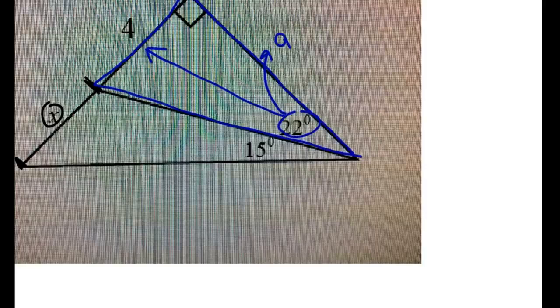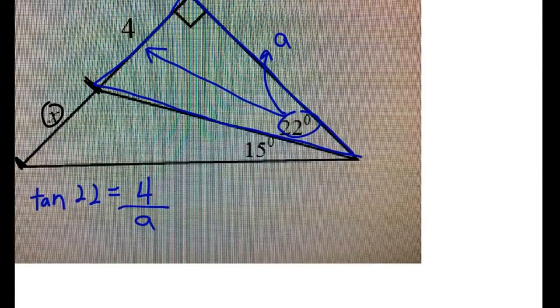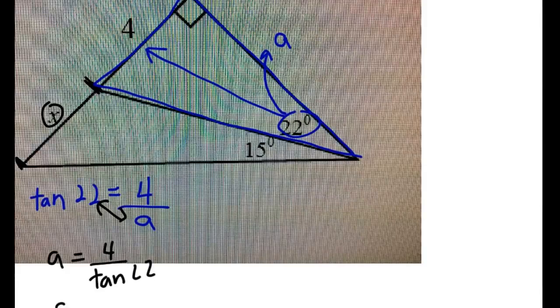So let's do that one first. So we've got adjacent and opposite, so that'll be tangent. So we'd have tan 22 equals opposite over adjacent. Cross multiply those, and this is one of those ones too, because A is on the bottom. Let's do a flip-flop. So we'll have A equals 4 divided by tan 22. So A equals 9.9.